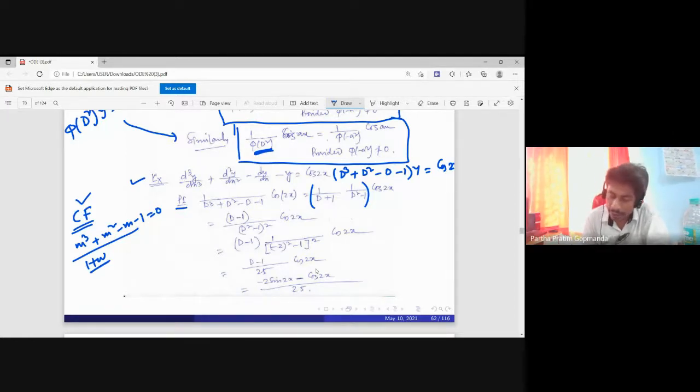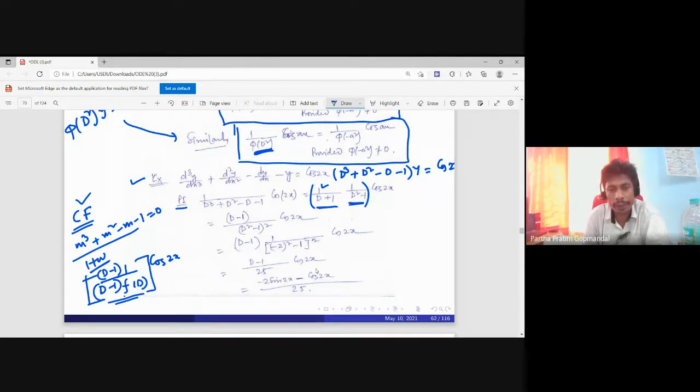Now see, you are operating on cosine of 2x. So we will multiply by D - 1 in the numerator and the denominator also D - 1. This operator remains the same, there is no change in the operator. If we multiply, the numerator will be D - 1 and the denominator turns out to be (D^2 - 1) squared. So it is (D - 1) by (D^2 - 1)^2 cos 2x.